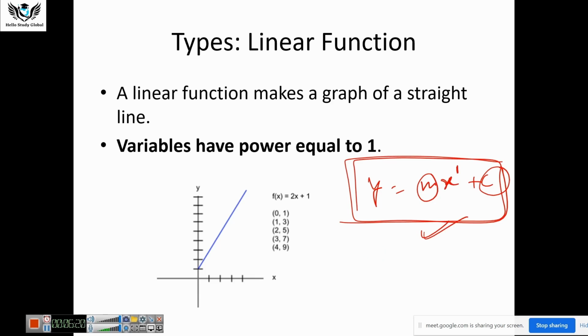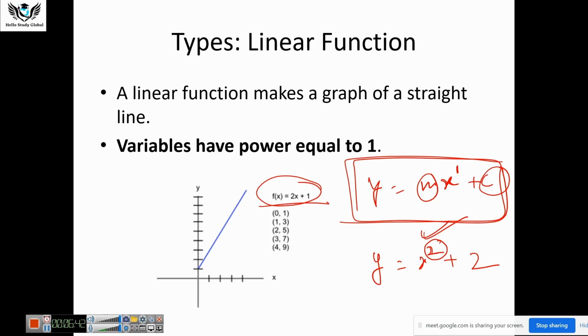If x has power 2, say for example y is equal to x square plus 2 or something, then this is a quadratic function because x has power 2. This function, for example, is also a linear function. Why? Because x has power 1, 2x plus 1, right?